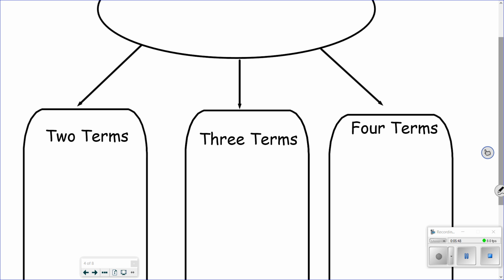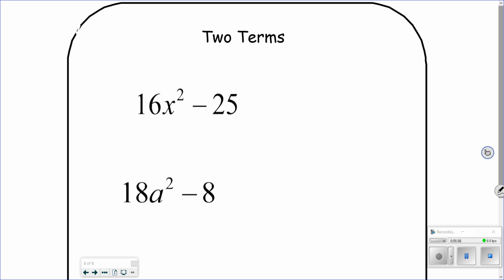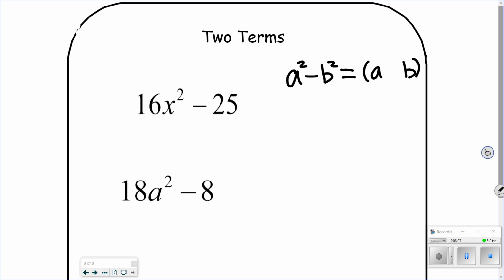So if it has 2 terms, the only way you can factor it is what's called the difference of squares. So let me just remind you what that pattern is, and then we'll do a couple of problems. Difference of squares is when you have a squared minus b squared. You take the 2 things being squared, a and b, and include them both in your 2 sets of parentheses. One has to be a minus, one has to be a plus. We call this the difference of squares. I'll write that up there, difference of squares.